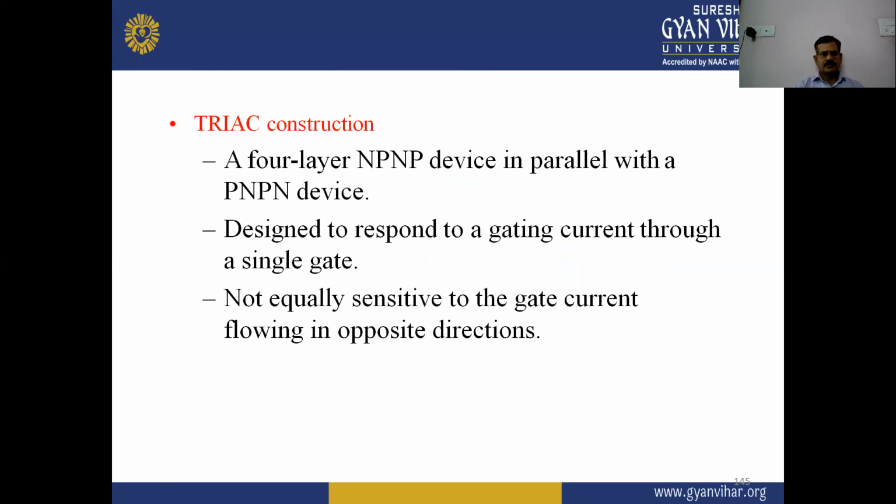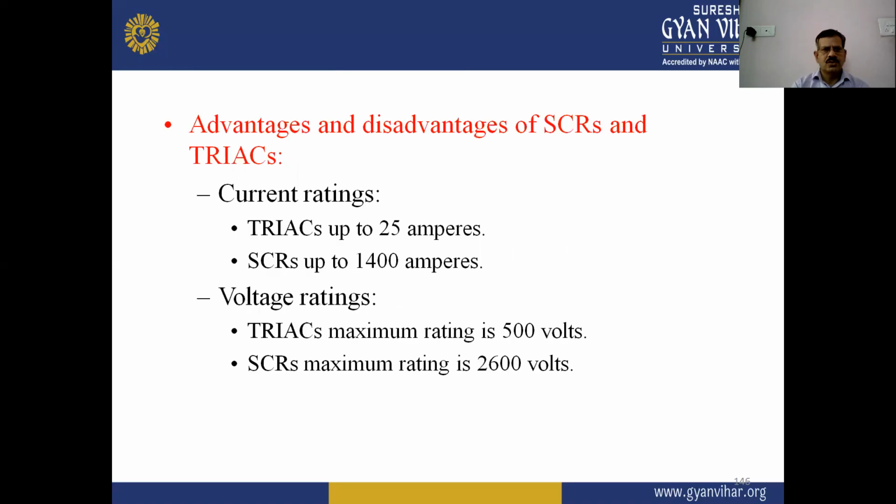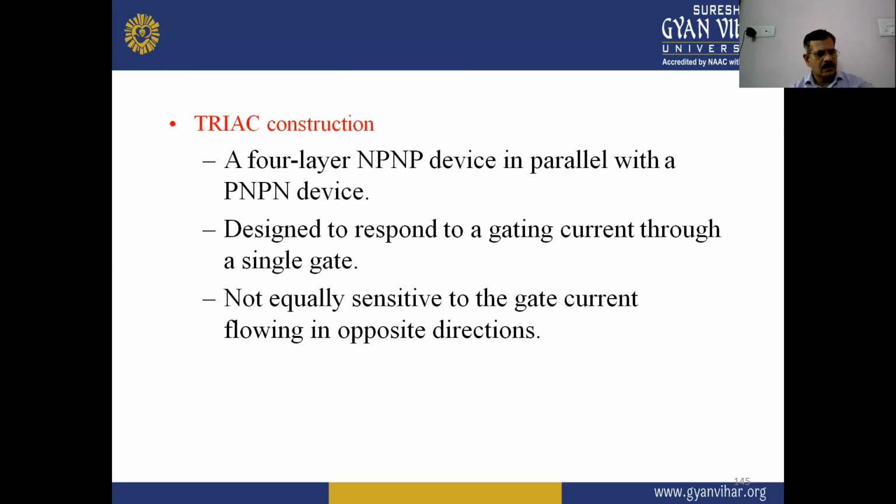What is the construction of a TRIAC? In TRIAC construction, a four layer NPNP device is in parallel with a PNPN device, designed to respond to a gating current through a single gate. It is also not equally sensitive to the gate current flowing in opposite directions. So these are the TRIAC construction concepts.